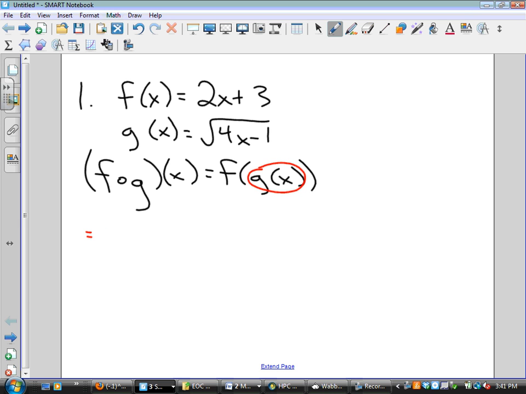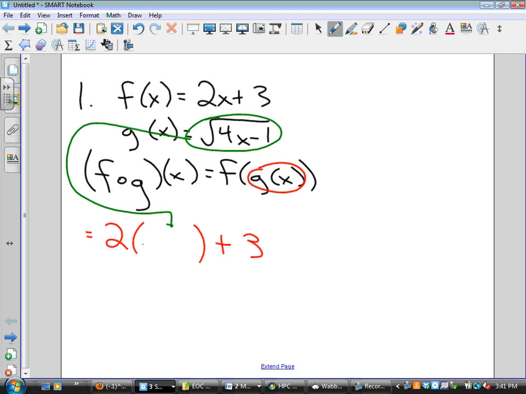So let's go to function f, which is 2 times x, but instead of x, that's going to be our input. So 2 times the input plus 3. And the input is the entire function g, which is the square root of 4x minus 1. So the square root of 4x minus 1 is going to go in place of x. There's not a whole lot we can do with this. We can rewrite it without the parentheses. So we could just say 2 times the square root of 4x minus 1 plus 3. Not a lot of algebra we can do to simplify that.